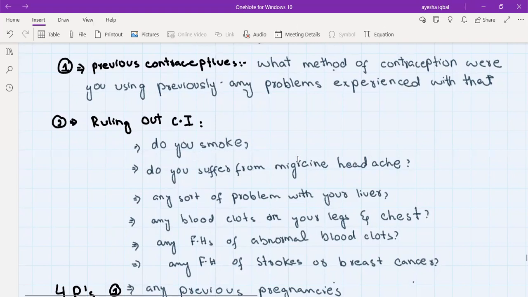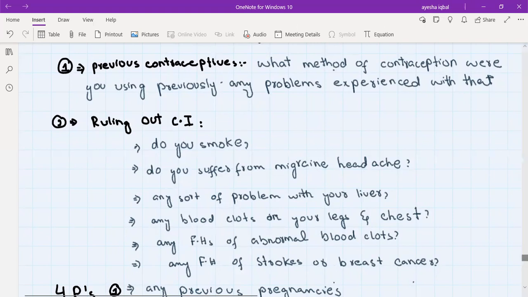So, do you smoke? Do you suffer from migraine headaches? Any sort of problem with your liver? Any blood clots in your legs or chest? Any family history of abnormal blood clots? Any family history of strokes or breast cancer?